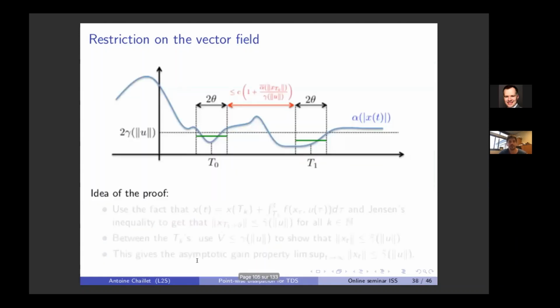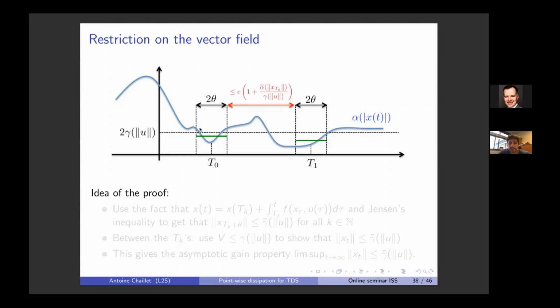Maybe I will not go through the proof, but maybe this picture is interesting. What I managed to show, and this is common to whatever pointwise dissipation, is that from time to time, like at instants t0, t1, the solution enters a neighborhood of the origin whose size is proportional to the input magnitude. That's the lim property for those who are acquainted with this notion.